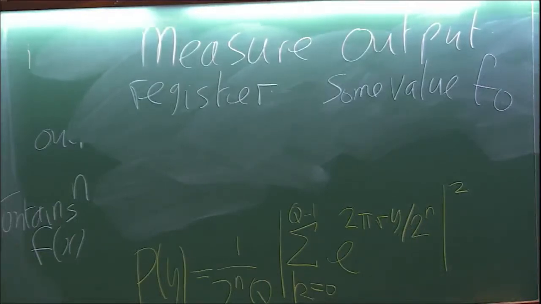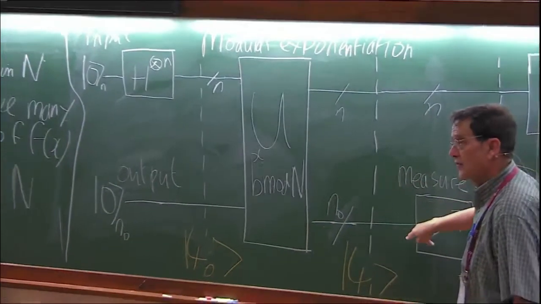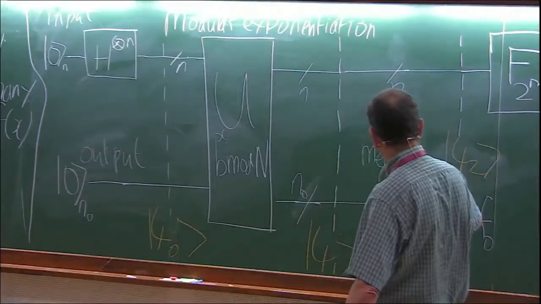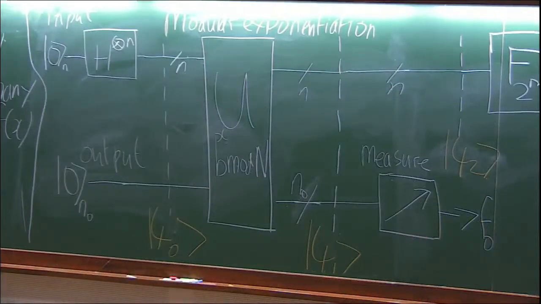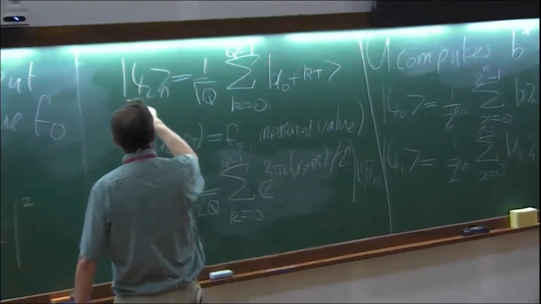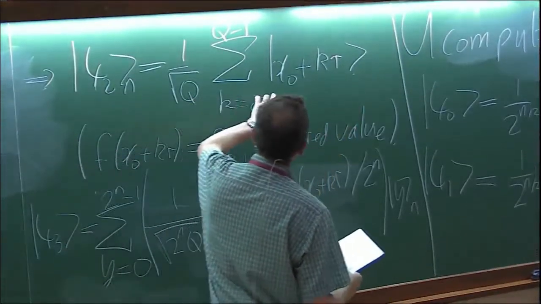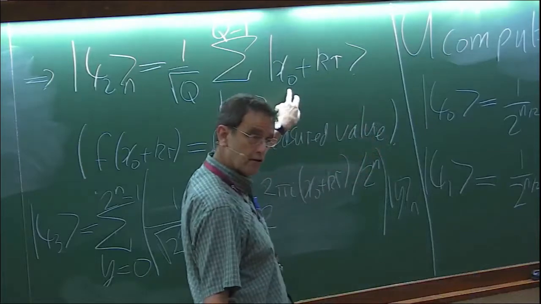We measure the output register, and this contains the function values. We get some function value, but then there are many values of x which give that same function value, and the wave function will collapse to all the states compatible with this value of the function f naught. So after we've done the measurement on the output register, we just focus now on the state of the input register, the top line above, and it will contain all the x values compatible with a particular value of the function.